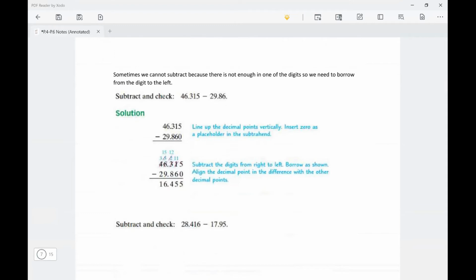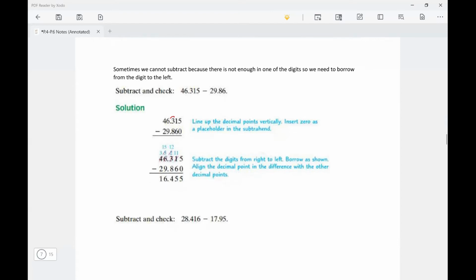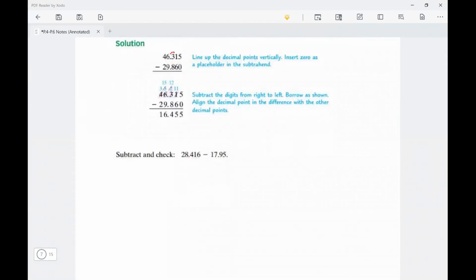Sometimes we have something where we're trying to subtract something, right? But we don't have enough in the top part, right? So in this case, like this 3, we can't subtract 8 from 3. So what we need to do is we need to borrow 1 from the digit to the left, right? So we're going to do that in one of these subtraction examples. So again, I'm going to line it up just like I usually do. 28.416, and I'm going to subtract 17.950.